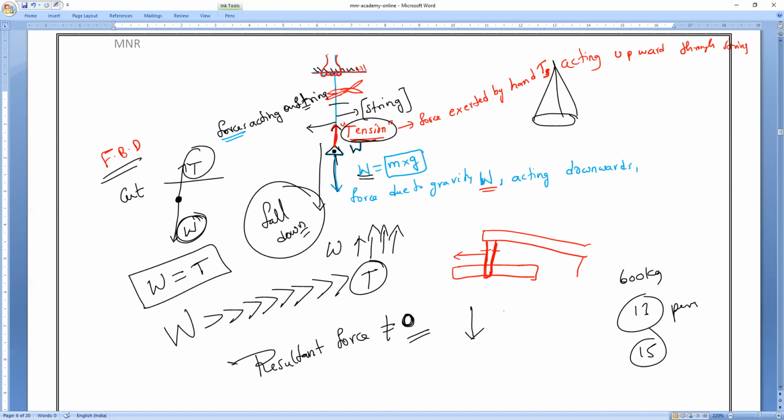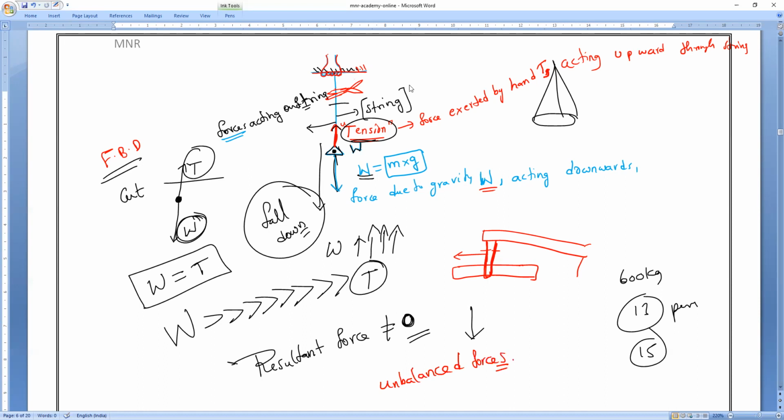So if you notice, if two or more external forces are acting on a body and cause the body to move, they are referred to as unbalanced forces. So which forces make the body move, everybody? Unbalanced forces or balanced forces?